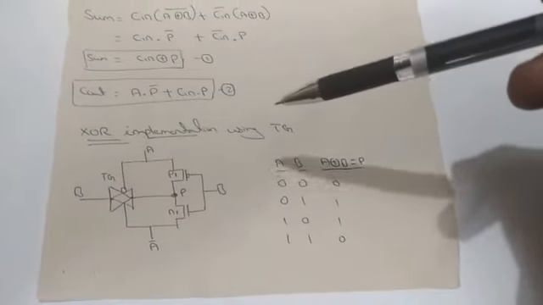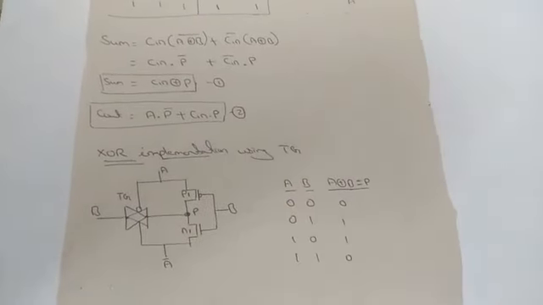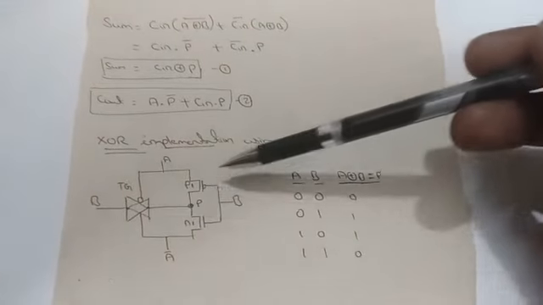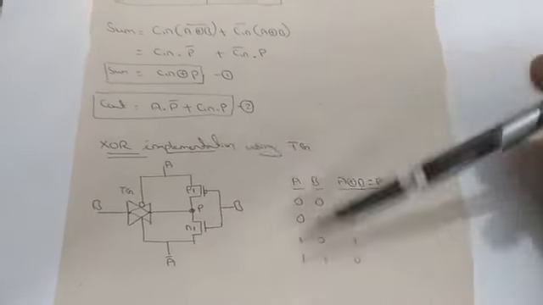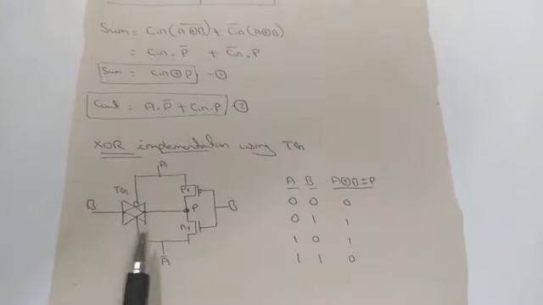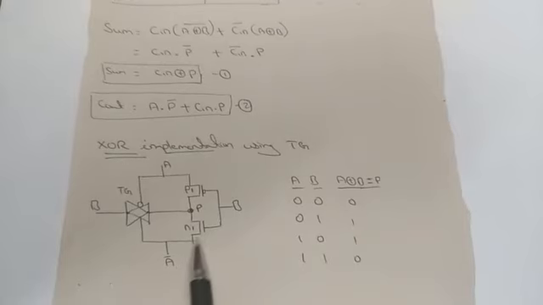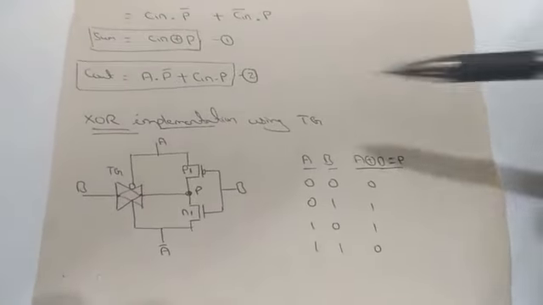Next, this is the XOR implementation using a transmission gate. Previously we also did it using two transmission gates. Here we have taken one transmission gate along with one PFET as well as an NFET connected in this fashion. B is there, A is connected to the PFET and A bar is connected to the NFET. Just consider P1 and N1. So this is the structure.